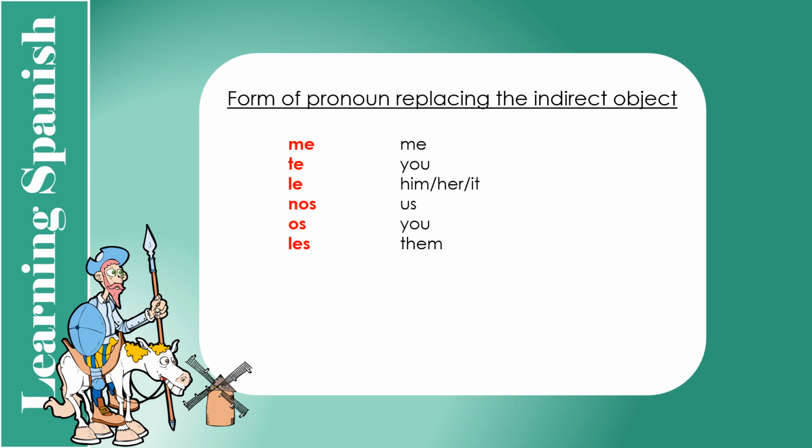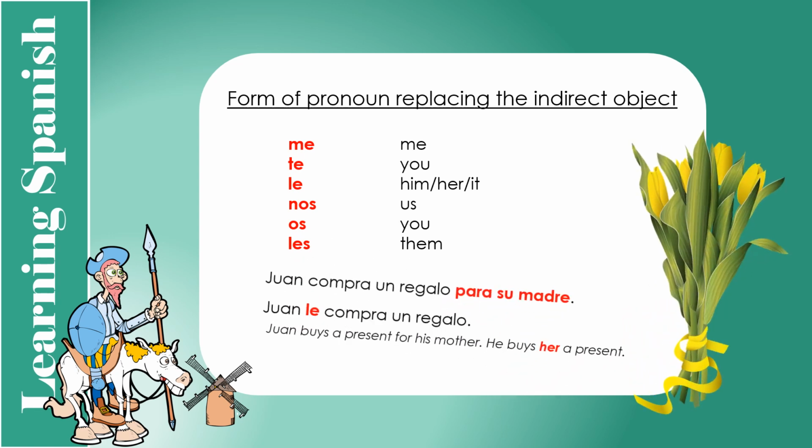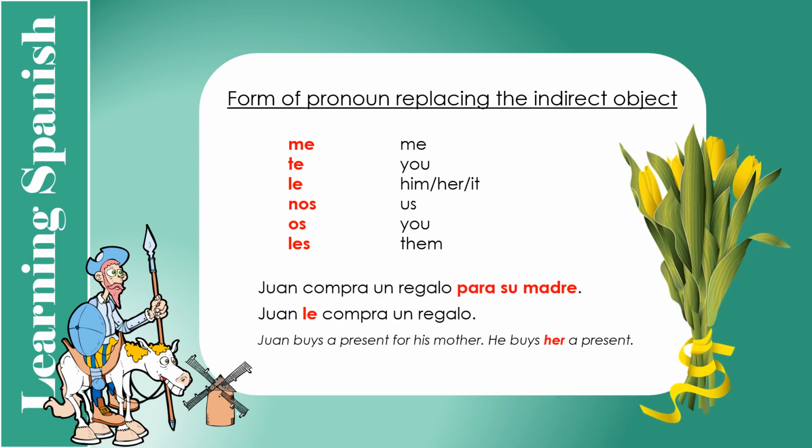And here you see the list of the pronouns replacing the indirect object in Spanish. Me, me; te, you; le, him, her or it; nos, us; os, you; and les, them. Of course, an example. Juan compra un regalo para su madre. Juan le compra un regalo. Juan buys a present for his mother. He buys her a present.